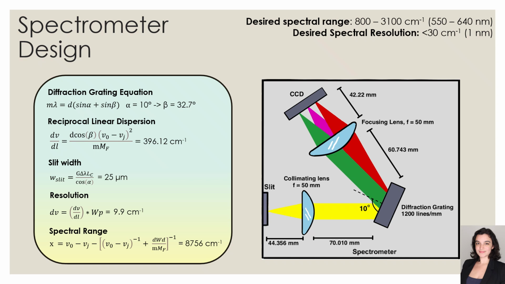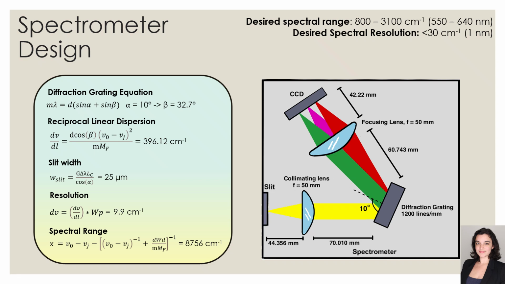To satisfy the Nyquist sampling requirement for discerning a wavelength peak, the 25 micrometer slit image should span at least 2 to 3 8 micrometer pixels. A 25 micrometer slit paired with a 50 millimeter focal length collimating lens results in an approximate 0.4 nanometer resolution.